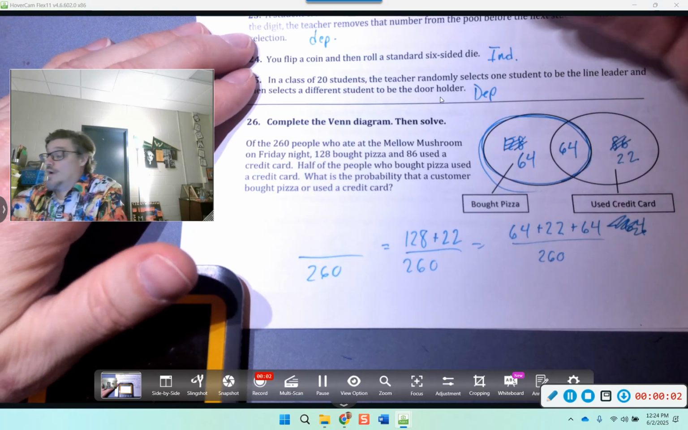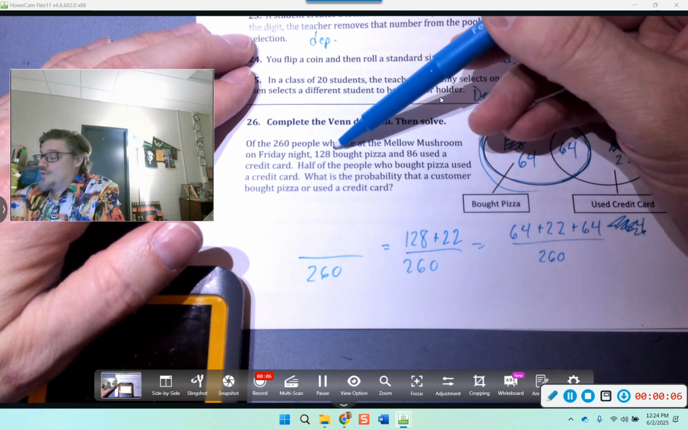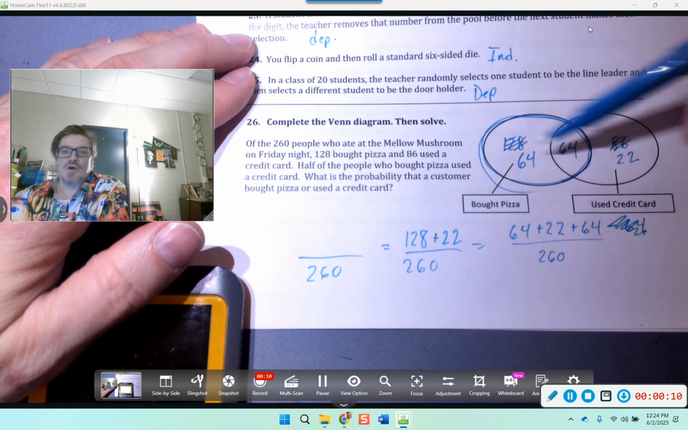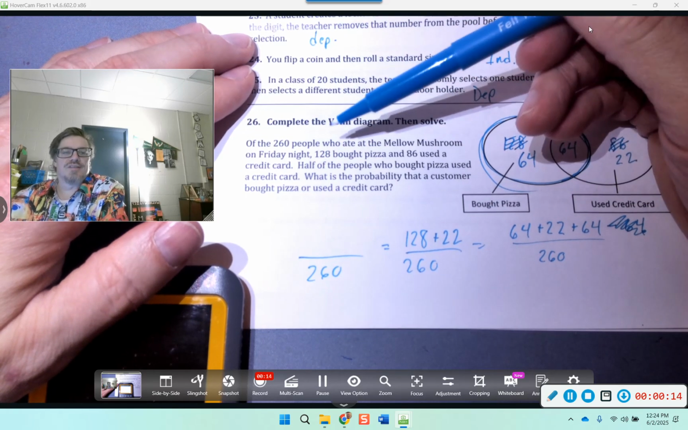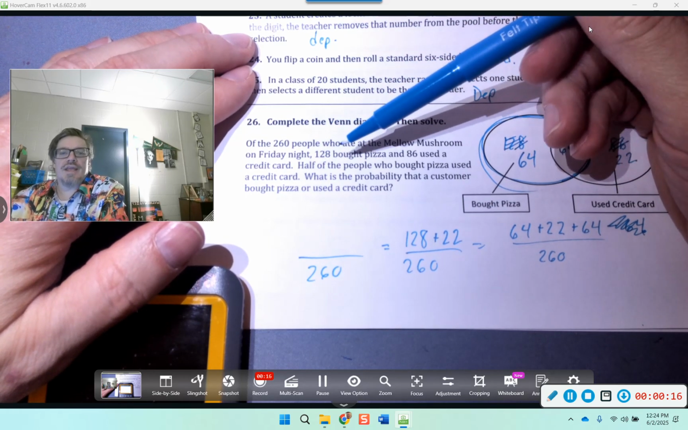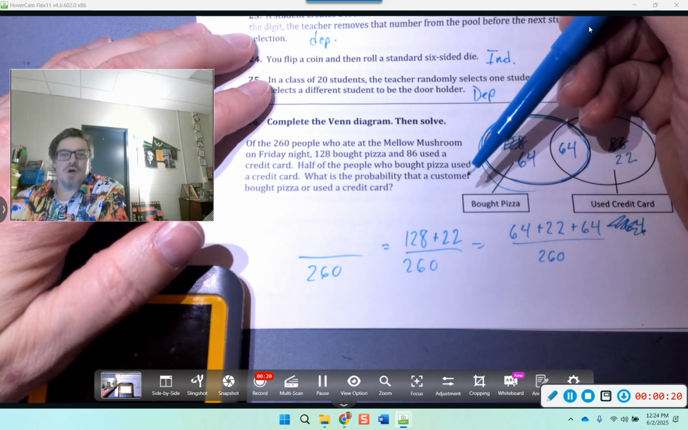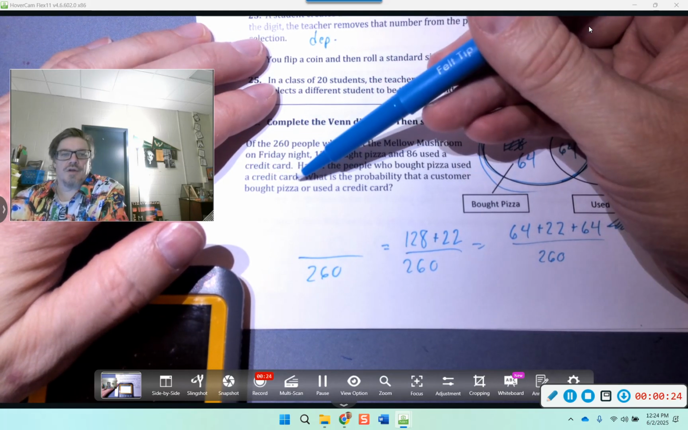Okay, so of the 260 people who ate at the Mellow Mushroom on Friday night, 128 bought pizza and 86 used a credit card. Sorry, I had some recording issues, so the problem is kind of already done, but it wouldn't record the sound. So 128 bought pizza and then 86 used a credit card. So what we've got here is half of the people who bought pizza used a credit card.